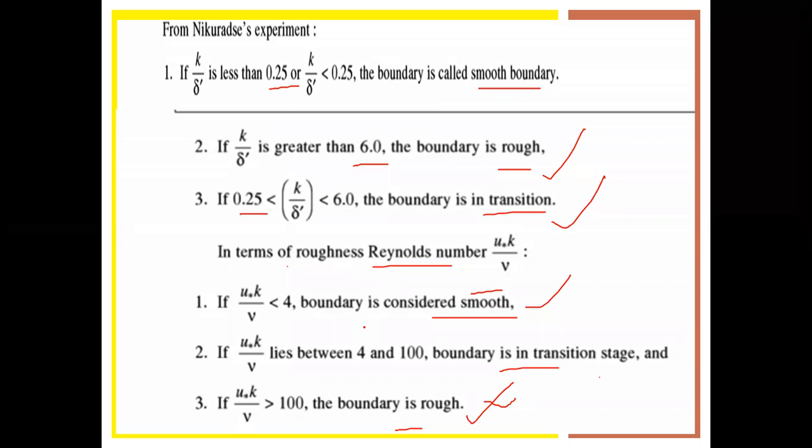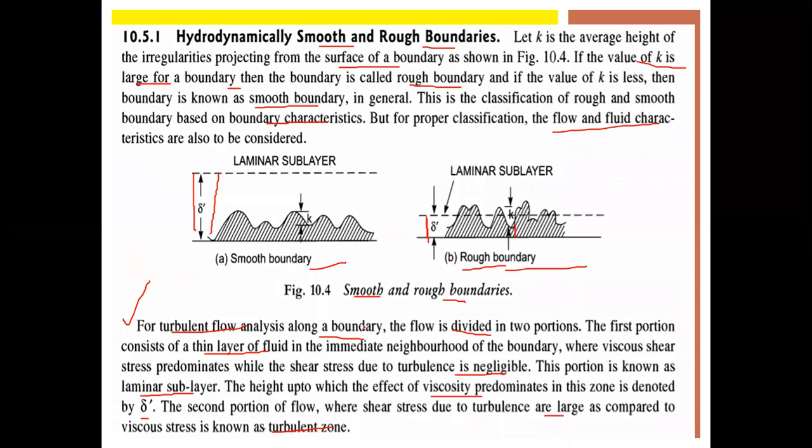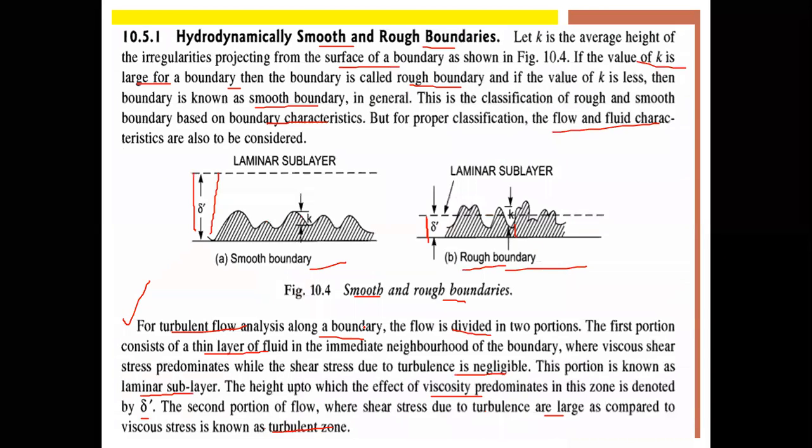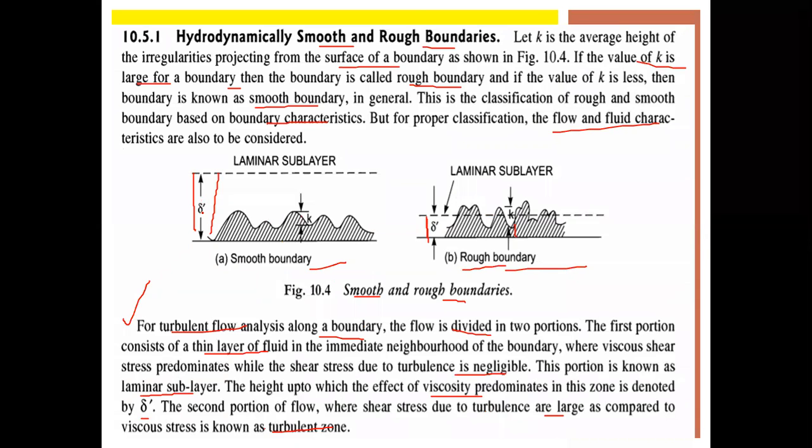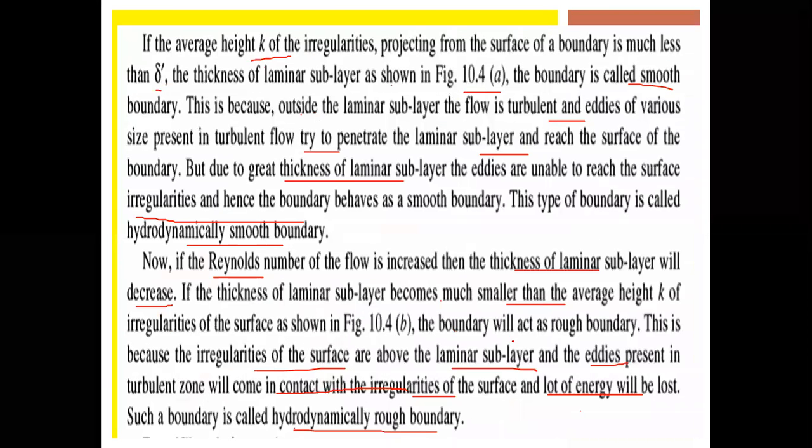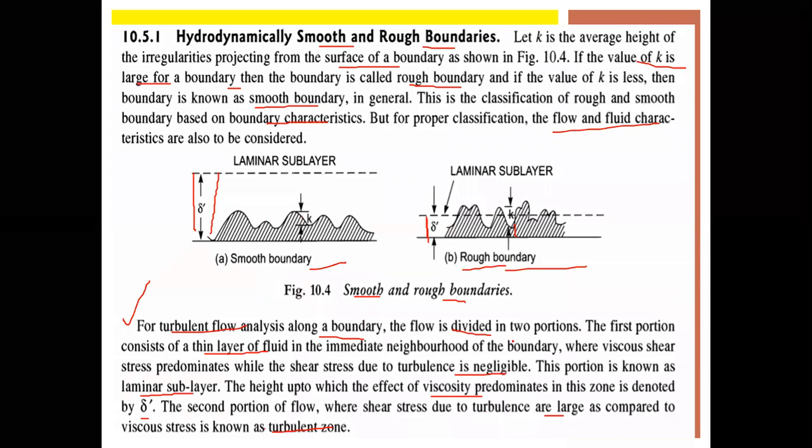We are showing some statements here. If you get a 2 marks question, state hydrodynamically smooth and rough boundaries, then draw this figure, and don't explain all the things. There is no need to explain so much. Just draw the figure roughly and show the distances here.